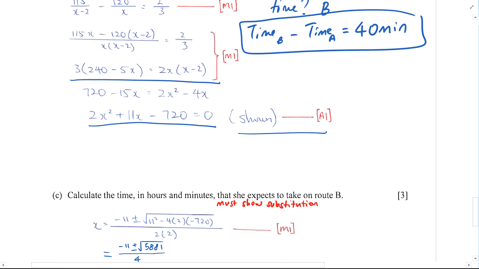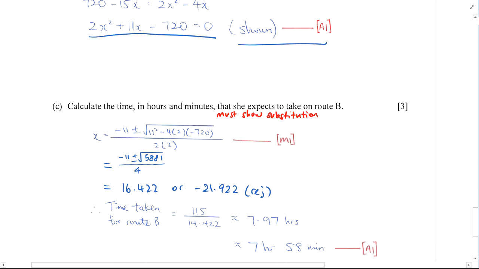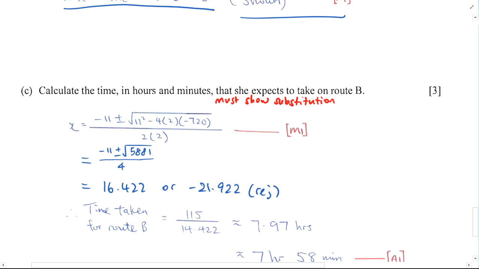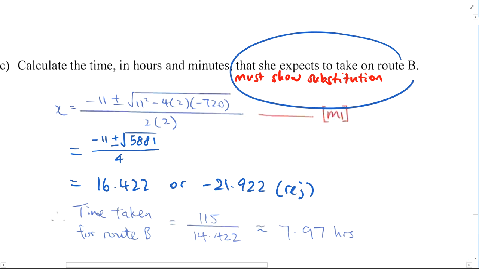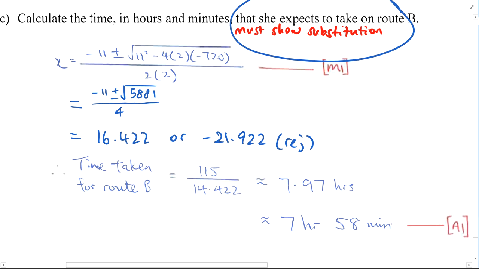So, part C. Calculate the time in hours and minutes that she expects to take on root B. You must show substitution. This is not a question that you can do by factorization. So what I can tell is that some of you did not memorize it. You did not memorize the formula. So you are unable to substitute it. Some of you tried to use completing a square, but you made careless mistakes. Some of you pretended that you could do factorization.